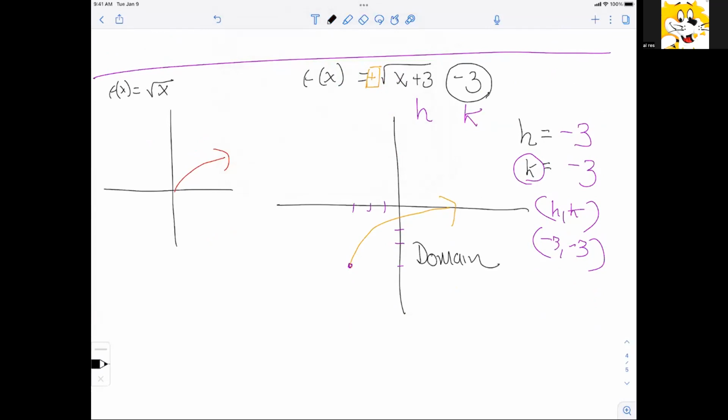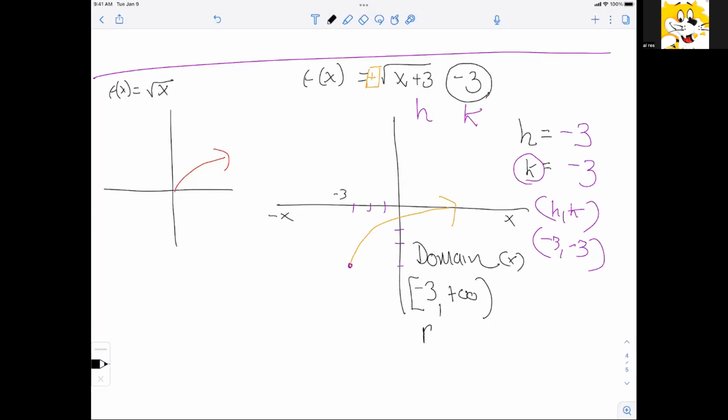Look at the negative x value. Negative 3 to positive infinity. There you go. That's correct, because this value here is -3. That's for my x axis, right? Remember, domain are all x values. So it's going to go from -3 to positive infinity.